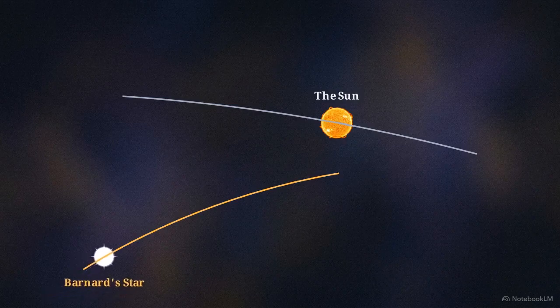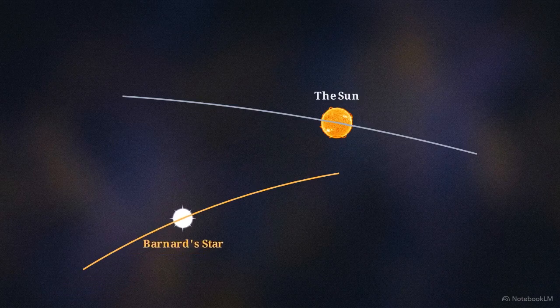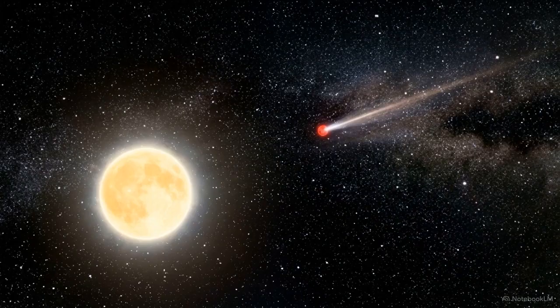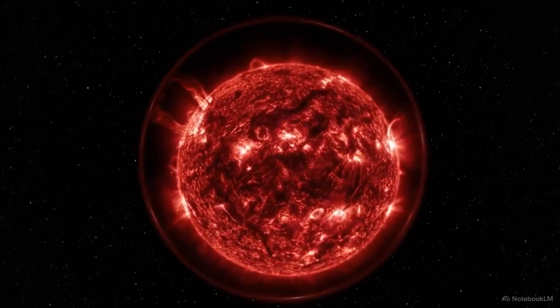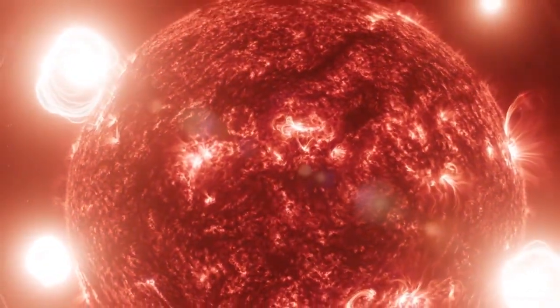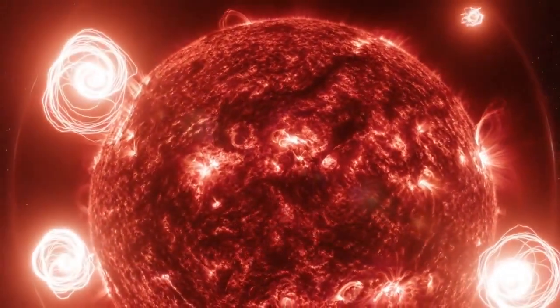It is moving so fast that in just 11,800 years, it will reach its own closest approach to the Sun, passing just 3.75 light-years away. But the map keeps shifting. Eventually, the faint red dwarf Ross 248 overtakes the Centauri system. In about 36,000 years, its trajectory will bring it closer to the Sun than any other star, briefly claiming the title of our nearest neighbor.